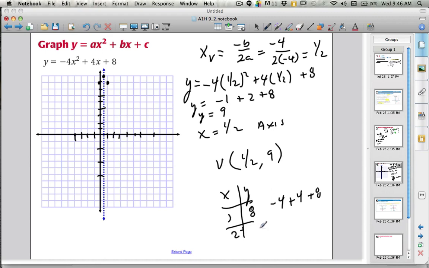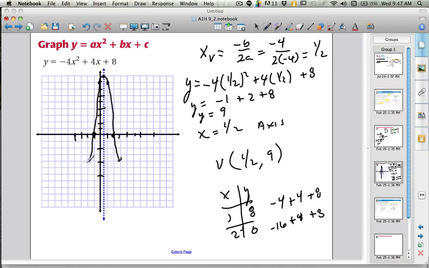When I plug in 2, 2 squared is 4. 4 times -4 is -16. 2 times 4 is 8 plus 8. So that's going to be 0. So at 2, we're at 0, right? So we're 1/2 away from the axis of symmetry. So we go 1/2 away from the axis of symmetry, and we have another point. And that's enough to graph our graph.